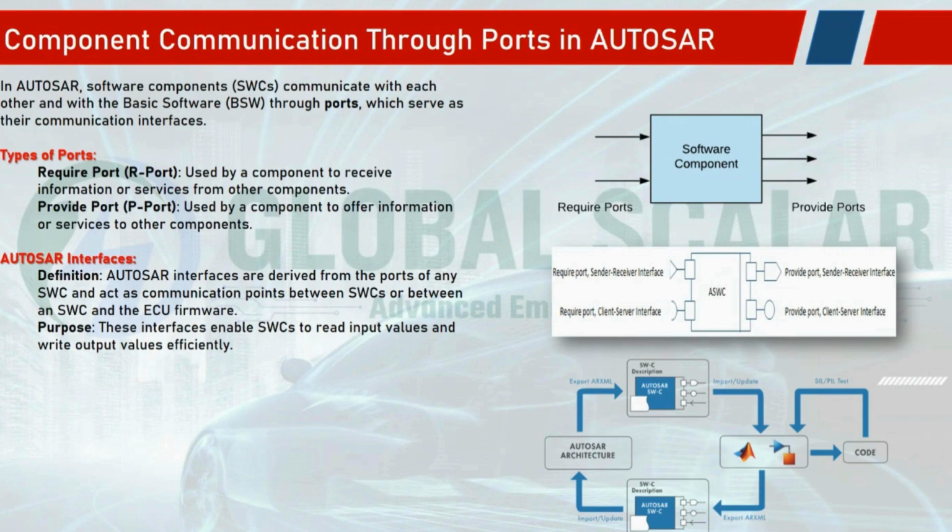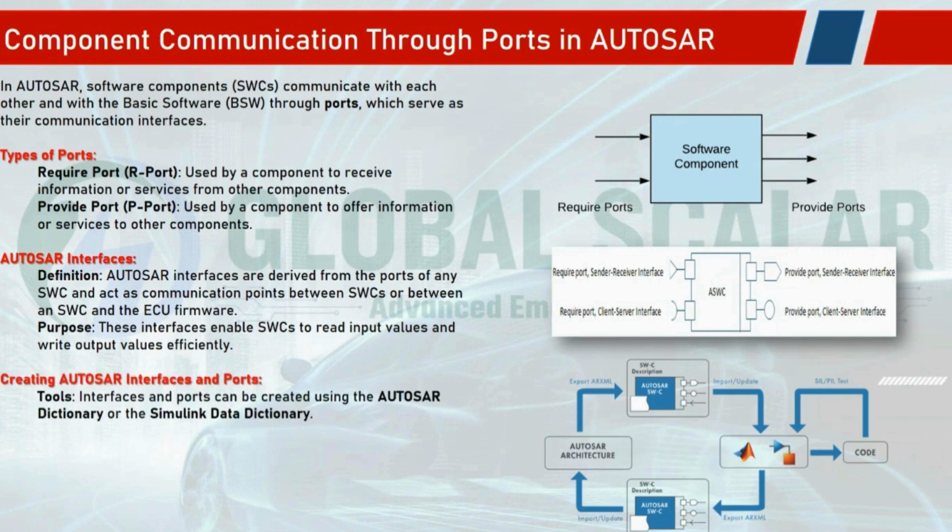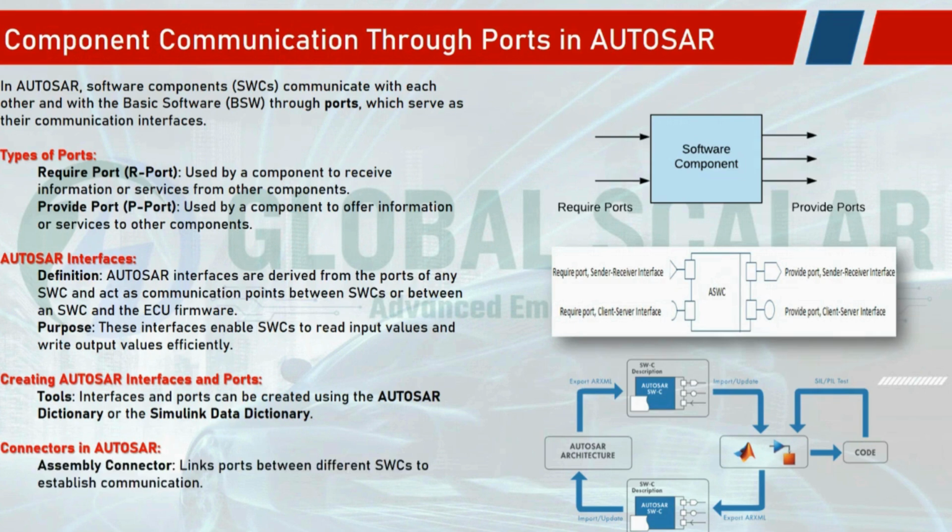The main purpose of the interface is how it can be enabled and how it can read the data and how we are able to write the data. And how the ports and interfaces can be created: with the help of the tools, the Simulink model, we have an Autosar dictionary. With the help of that, we are able to configure the ports and the connectors in the Autosar. So we have the assembly connectors, like linker ports between the SW components, that can be established. And assembling and delegation of the connector means connecting the port and disconnecting the port. It will be easier in the Autosar architecture.